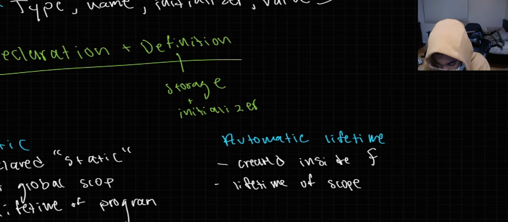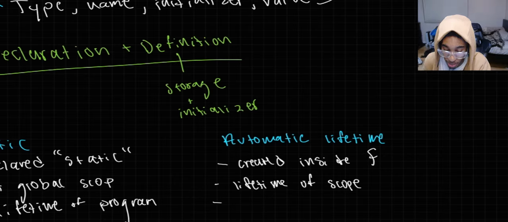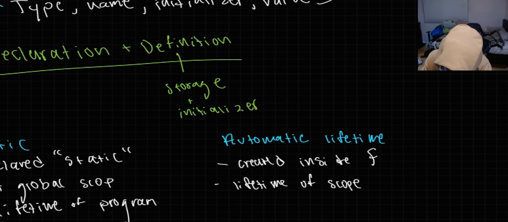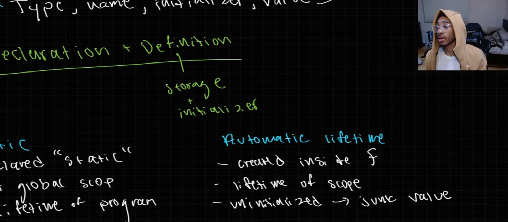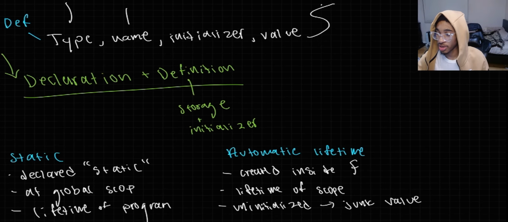And when these values are not initialized, they have indeterminate values, and that pretty much means they store a junk value or junk address. So we can just write indeterminate. Let's just put junk. Uninitialized leaves us with junk value. And that is types. I hope that made sense to you guys. And let's go on to the next topic after this.